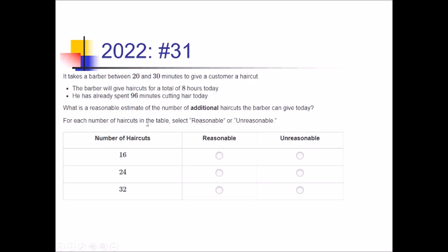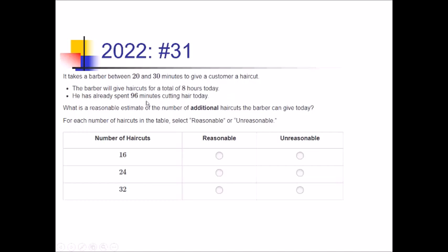And based off of that, we're going to call each of these things reasonable or unreasonable for a number of haircuts. So here's the strategy I think we could use on this one. First, it would be nice to know, based off of this 96 minutes and the hours we're working, how many minutes of haircutting still remain in the day. Once we figure out how many minutes are left, we can divide that by 20 and 30, and that'll give us kind of an upper bound and a lower bound on how many haircuts we can reasonably give.